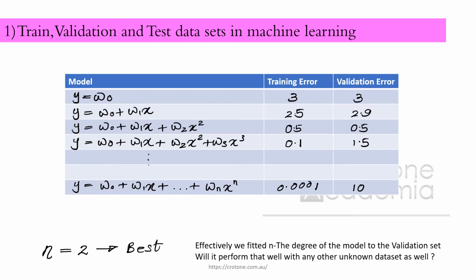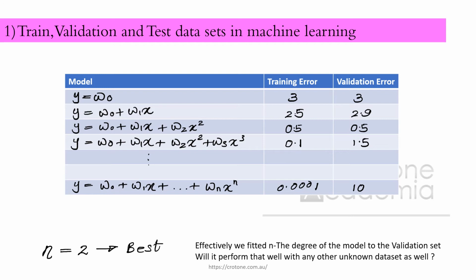Similarly, if we keep increasing the complexity of the model, when we reach a very high value as the degree of the x variable, the training error will reduce to a very small value. In this case it is 0.0001, but the validation error will keep growing. In this example it is 10. So when selecting the model we have to look at the validation error. As the optimal model we can select the model where the validation error is as small as possible. So in this case when n equals 2 we have the best solution.